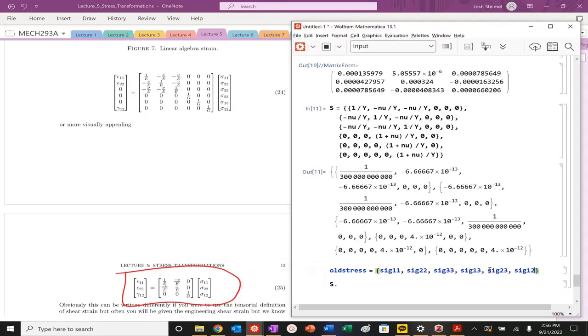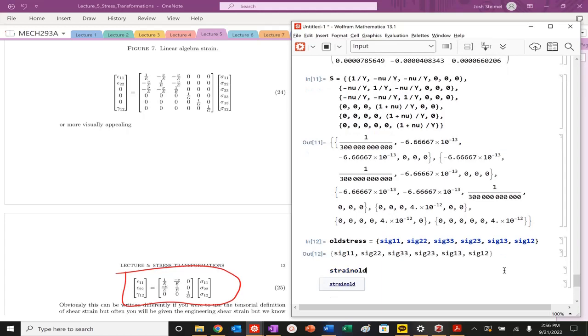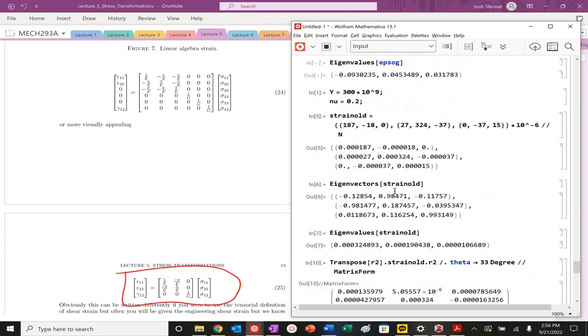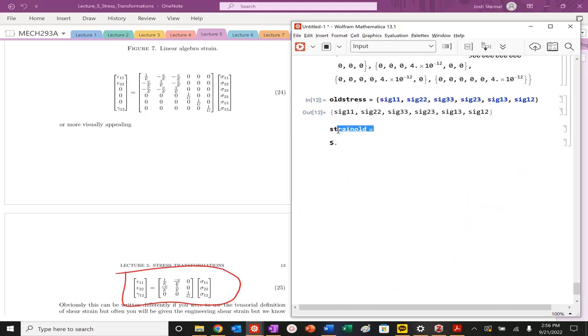I believe that if you look back to lecture 5, we should be able to see it should be 1, 2, 3, 1, 3, 1, 2. Let's just be consistent: 2, 3, 1, 3, and then sigma 1, 2. Excellent. So that's our old stress, and our old strain we can define as well. So we can start to extract those values.